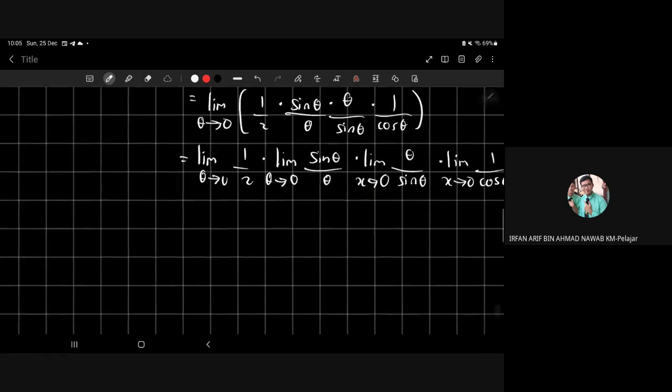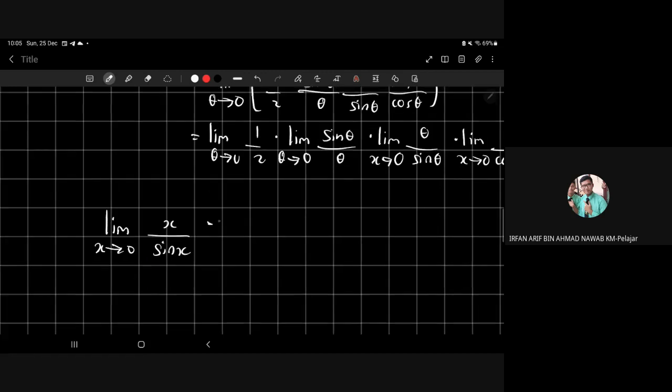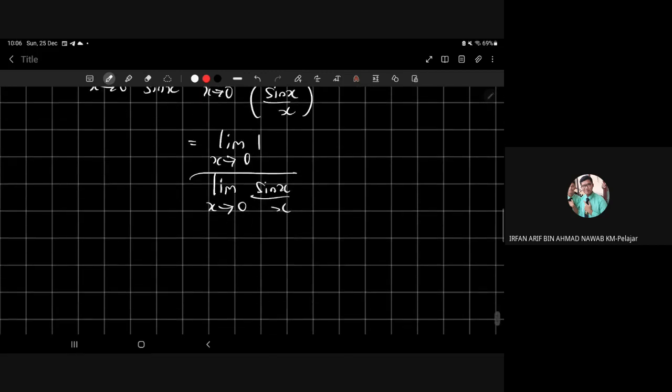Now, I'm going to prove that in a short moment. The limit as x approaches 0 for x over sine of x can be evaluated as the limit as x approaches 0 of 1 over sine of x over x. And by using the limit laws as well, it is 1 over the limit as x approaches 0 for sine of x over x. By using the theorem, and knowing that a constant is still a constant, it becomes 1 over 1. It becomes 1.